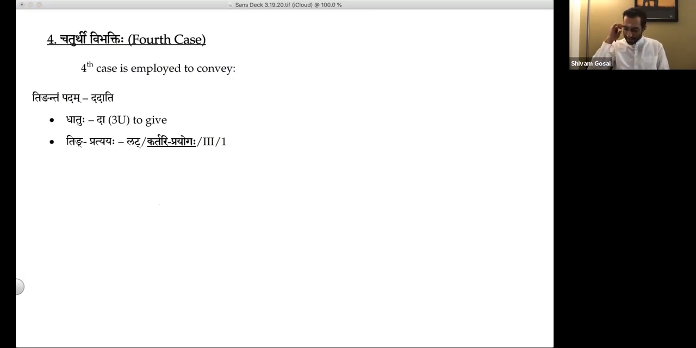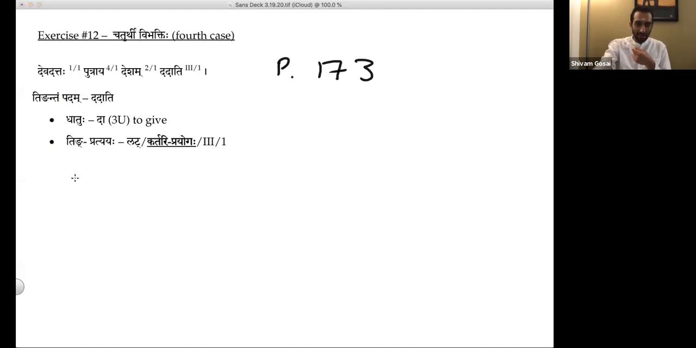So let's go to the end of the book. Sorry, I'm jumping pages a lot, I know, but I'm trying to get all the material in one place. So we're going to the back of the book, page 173. Fourth case homework in the back there. Chaturthi Vibhakti looks like this.